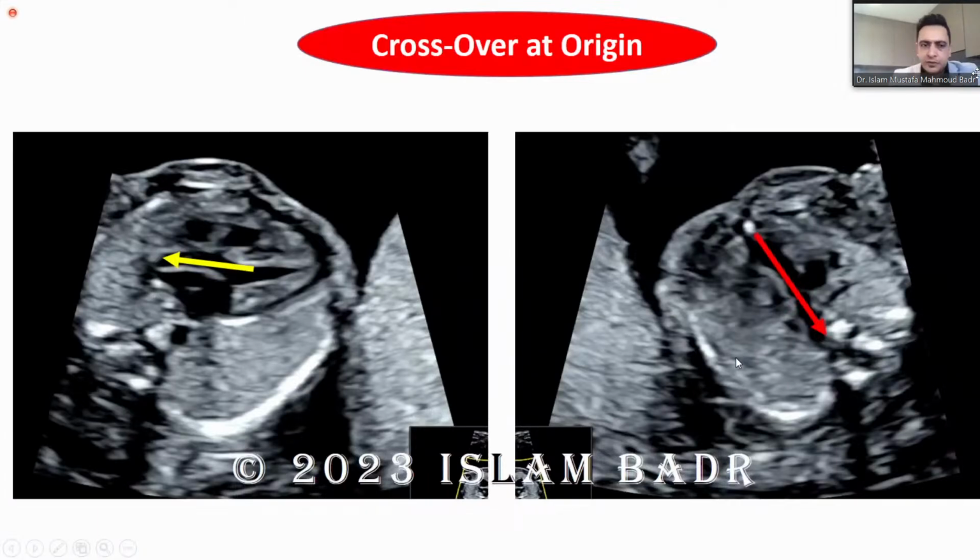If you see the orientation, they are making something like crossover, and this is how you can see this crossover at origin. This is normal. This is what you will find in normal cases.